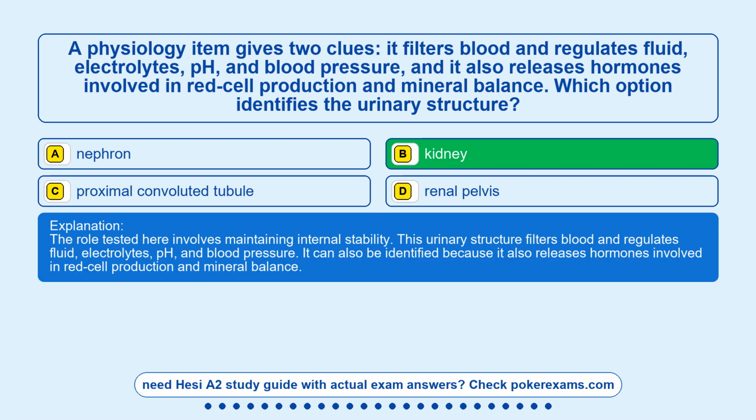The role tested here involves maintaining internal stability. This urinary structure filters blood and regulates fluid, electrolytes, pH, and blood pressure. It can also be identified because it also releases hormones involved in red cell production and mineral balance.